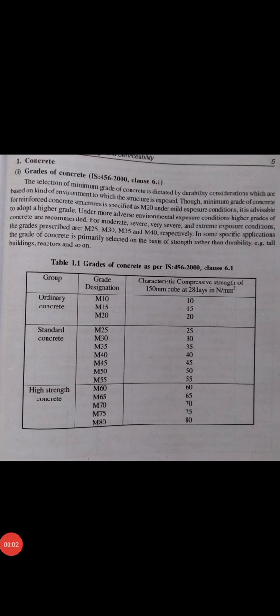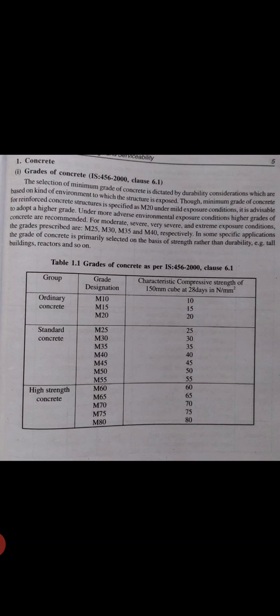The first one is concrete. So in that grades of concrete, according to IS 456 2000 clause 6.1, you refer to the code book. It is clearly mentioned in that IS 456 2000 code book. You have to refer to clause number 6.1. This is given in that code book.